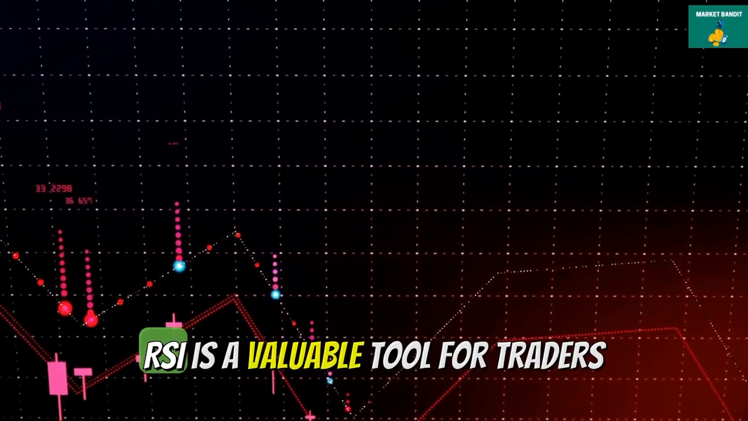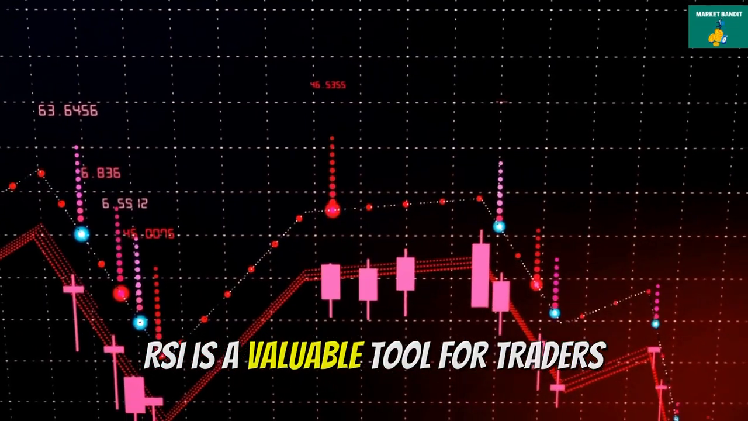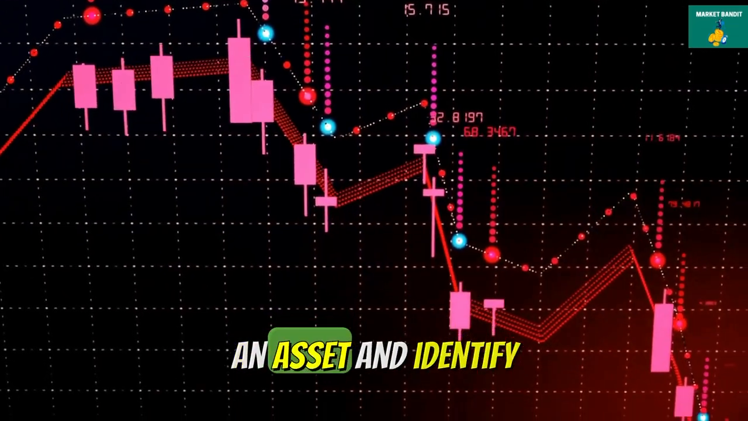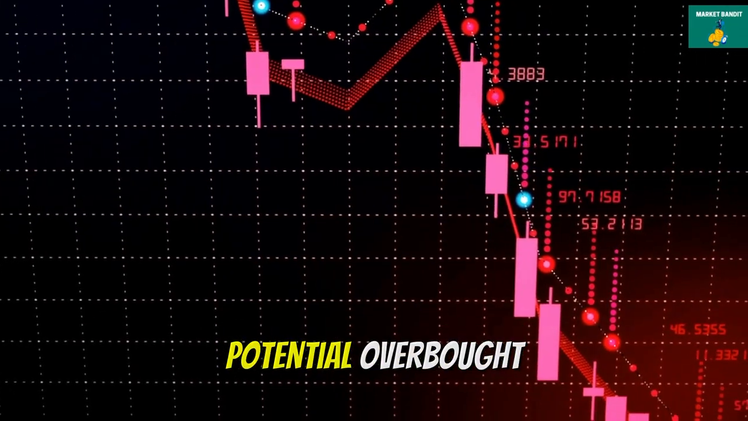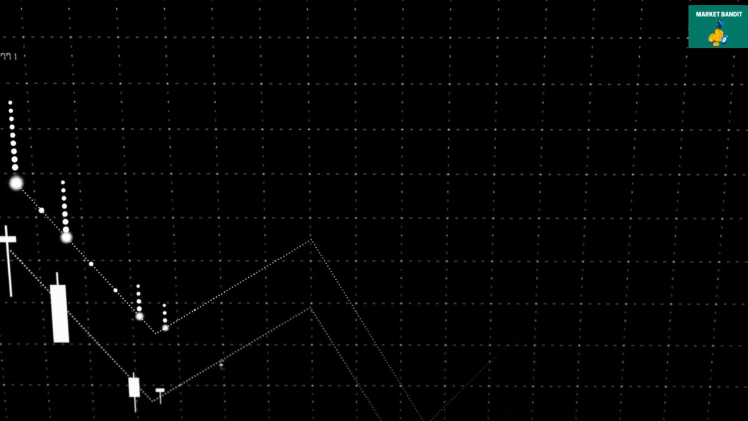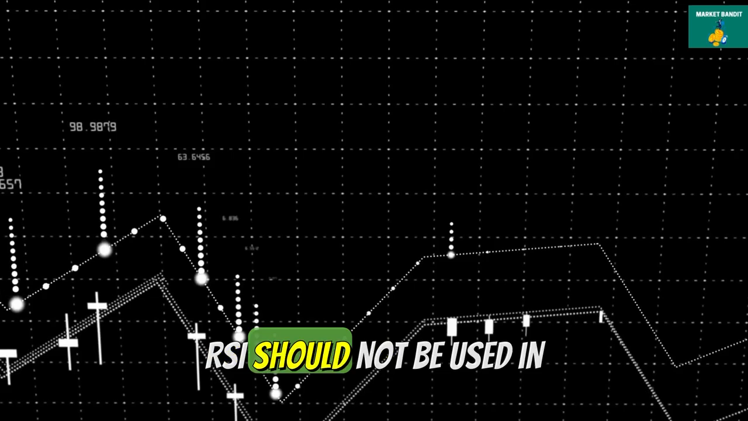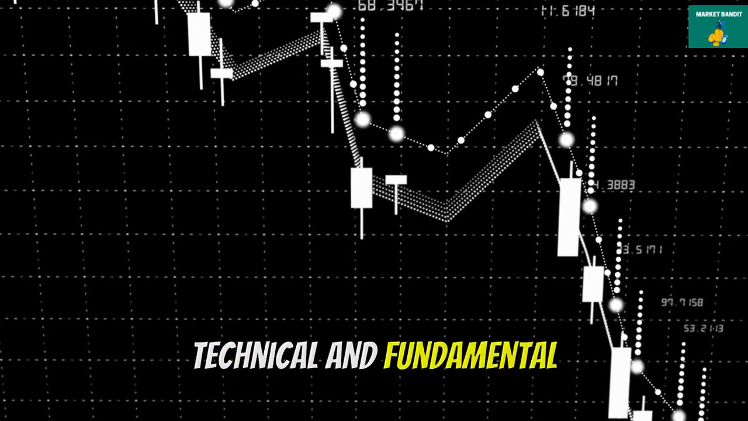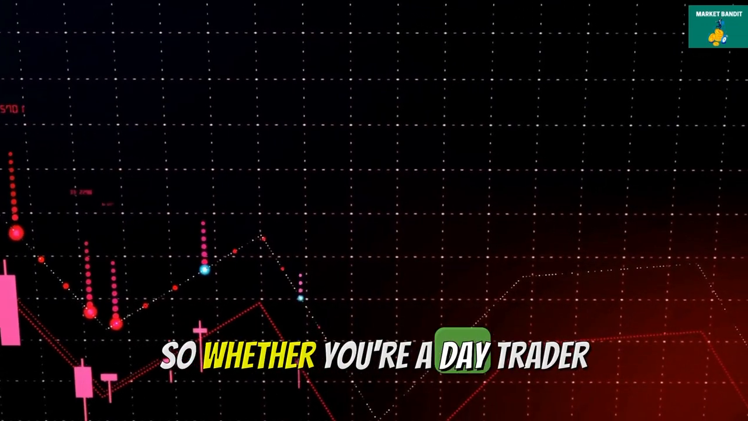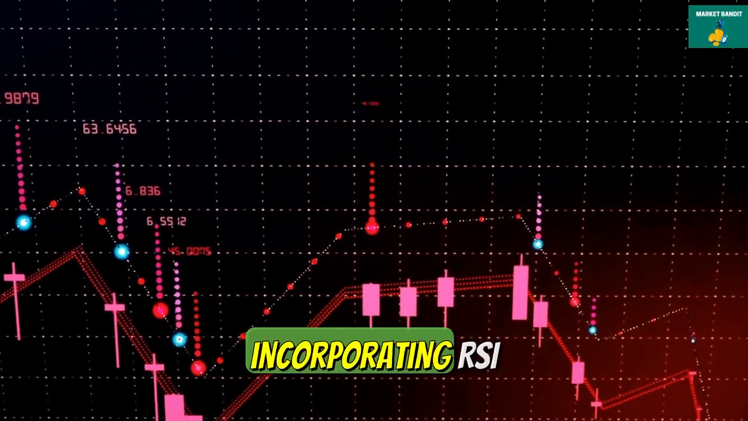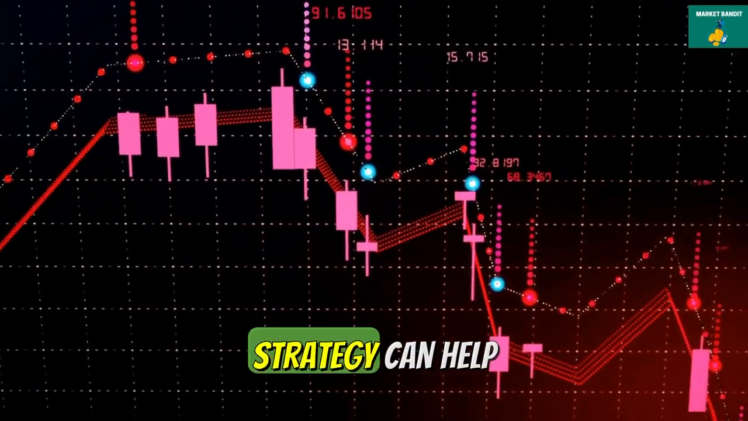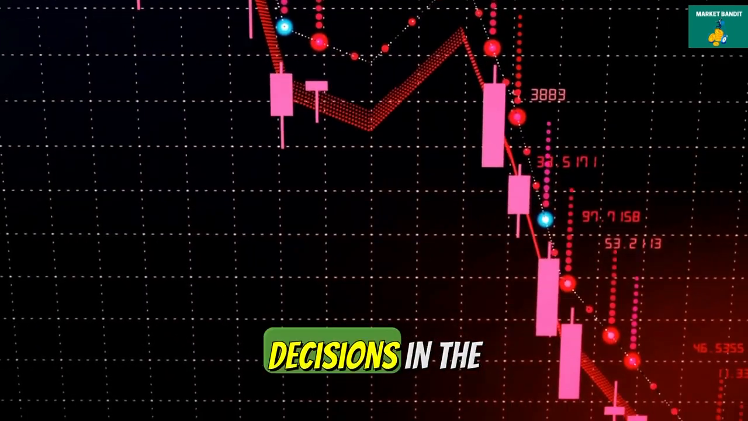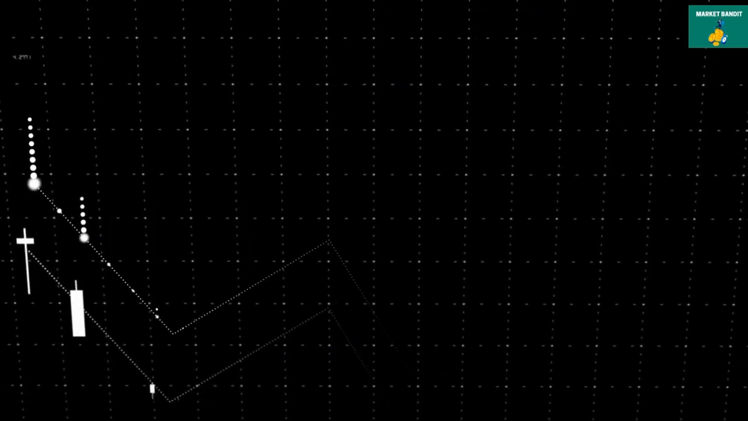In conclusion, the Relative Strength Index, or RSI, is a valuable tool for traders and investors to gauge the momentum of an asset and identify potential overbought or oversold conditions. It's crucial to remember that RSI should not be used in isolation. It's most effective when combined with other technical and fundamental analysis tools. So, whether you're a day trader or a long-term investor, incorporating RSI into your trading strategy can help you make more informed decisions in the dynamic world of finance.